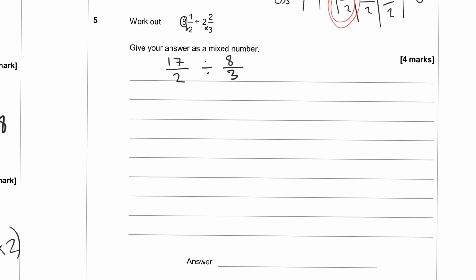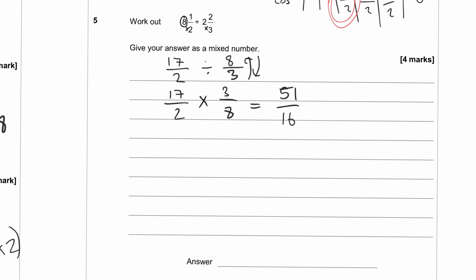Then with dividing fractions, the technique is the second fraction, we're going to flip it upside down. So it's going to end up being 17 over 2. And when you flip it, it's going to now change to times 3 over 8. Multiply them together. That would leave us with 51 over 16. Can we simplify this? No, we cannot.